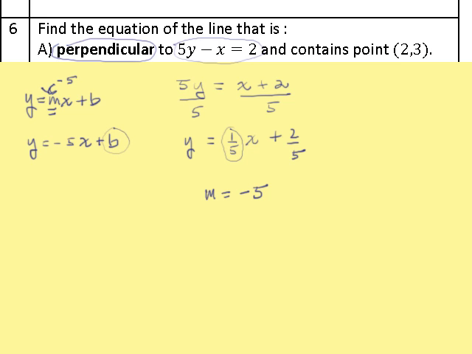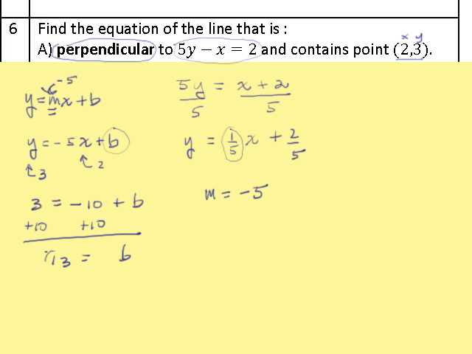Substitute in (2, 3). All right, 2 for x, 3 for y. So we have 3 is equal to minus 10 plus b. And just add 10 to both sides. And we get that b is equal to 13.